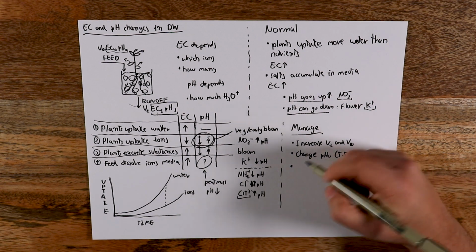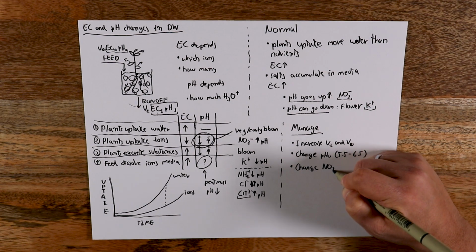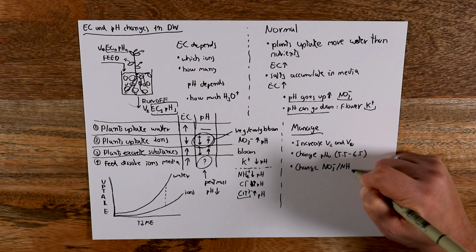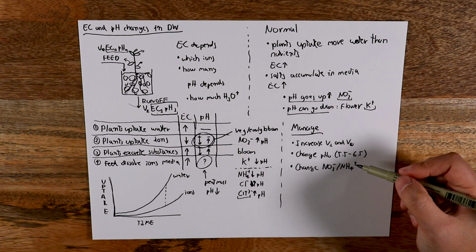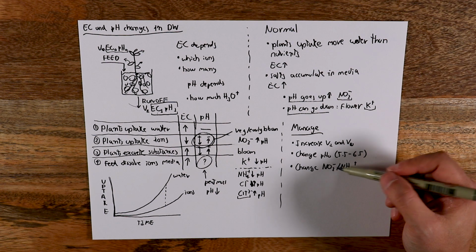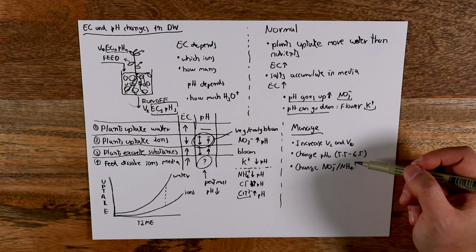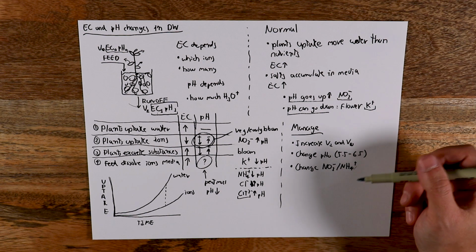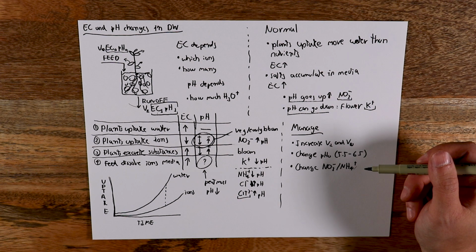Then the other defense we have is to change the nitrate to ammonium ratio. Plants will uptake ammonium very aggressively, and this will tend to lower the pH. So if the pH is increasing, then you can increase the amount of ammonium relative to nitrate, and if it is decreasing, then you can go the other way around. This can be a quite effective defense against pH changes, but it is not without consequences.